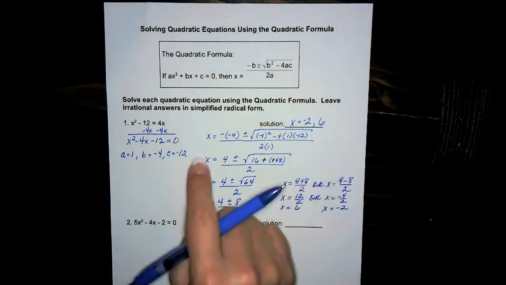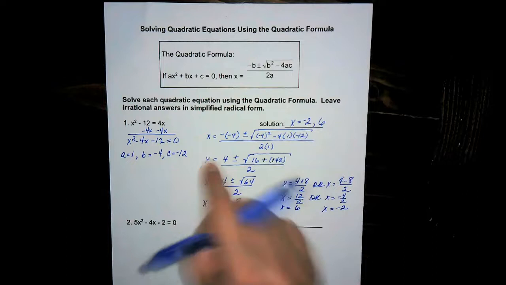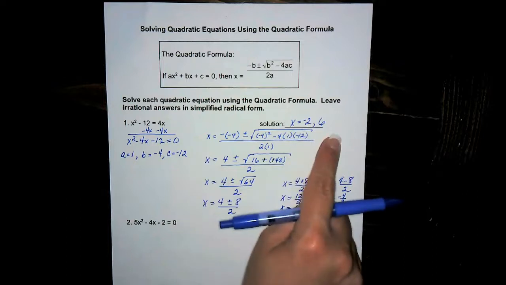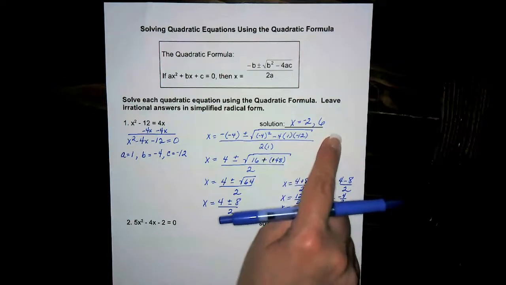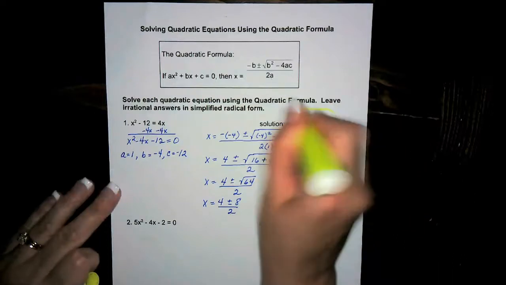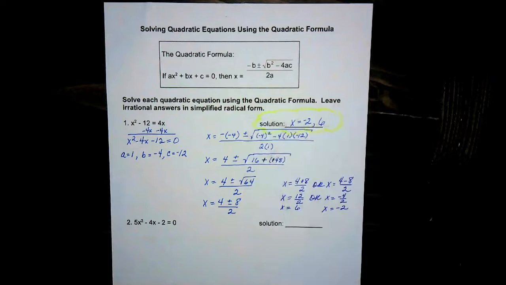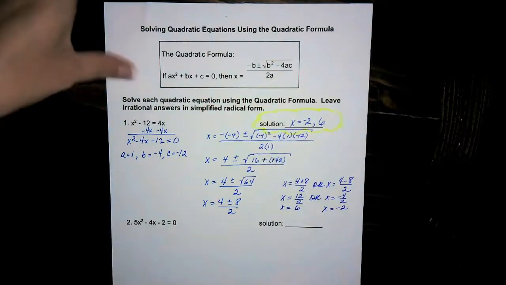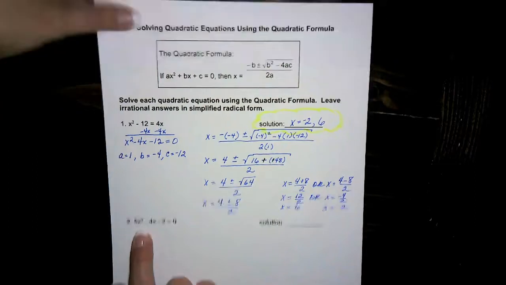Now, friends, we just did this problem when we were factoring and we got these same answers. But I always like my first one with quadratic formula where the answers come out nice, because it doesn't happen very often. So I do want you to see one where it's nice. Okay, so let's do another one. Let's do this number 2 here.